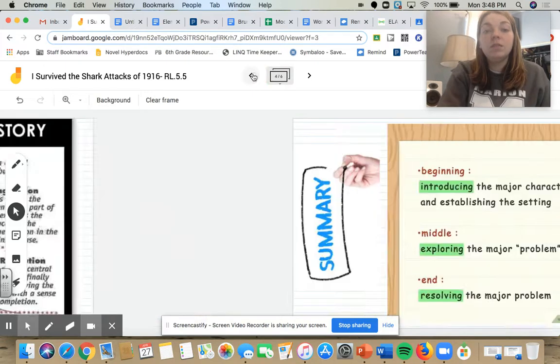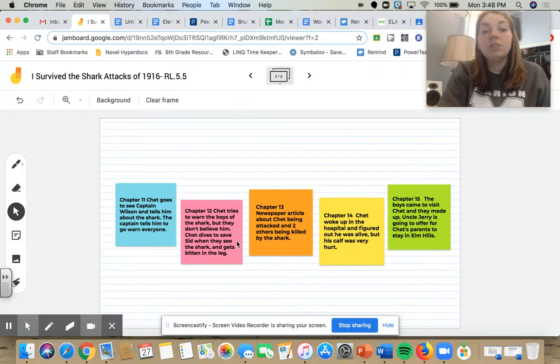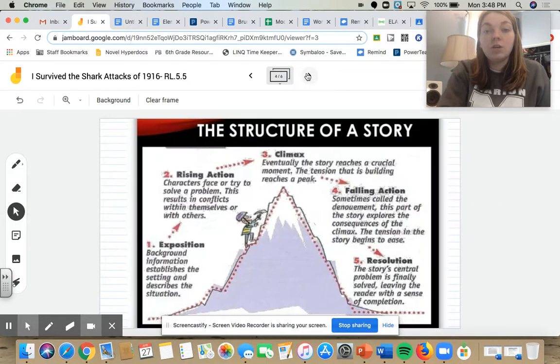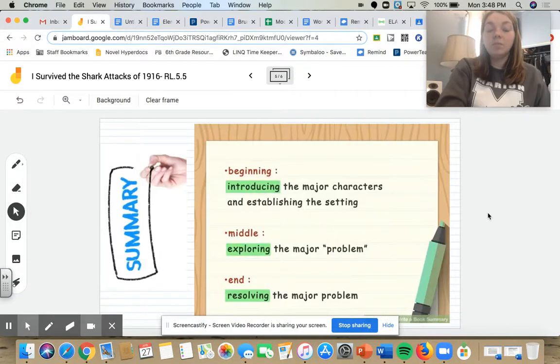So when we summarized just each chapter, it was like one sentence per chapter. But if we were to put all that together, that would be a really long summary. And when we summarize, it's supposed to be short and to the point. It's not supposed to be really long. So let's talk about how we should summarize a book.